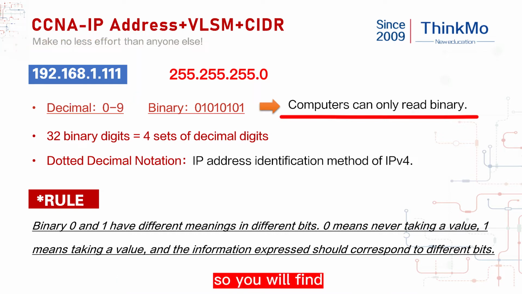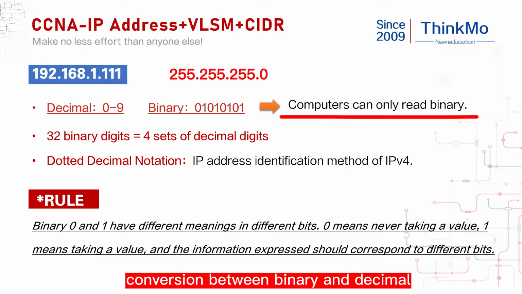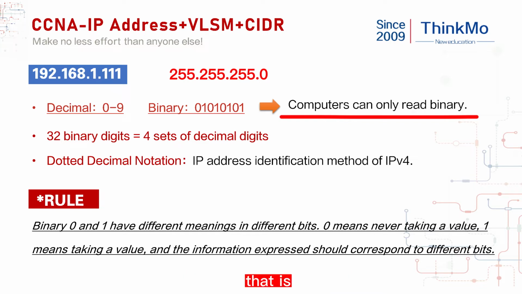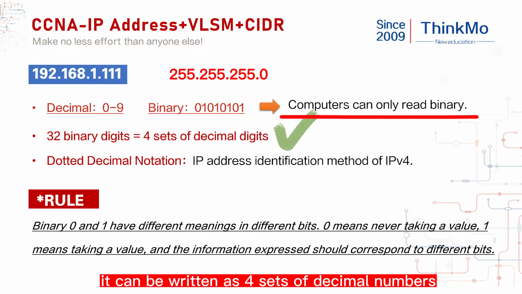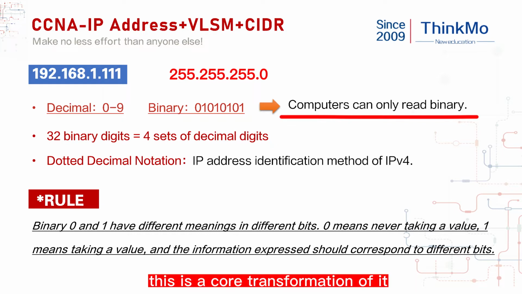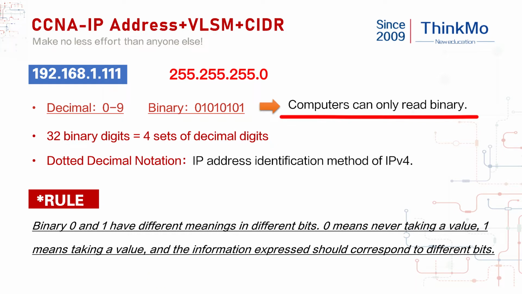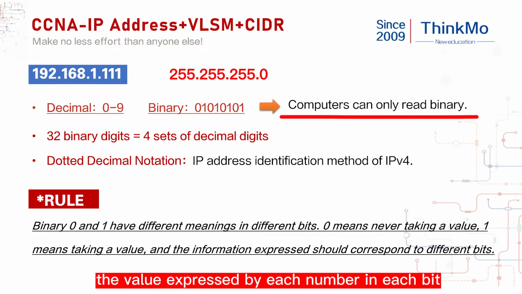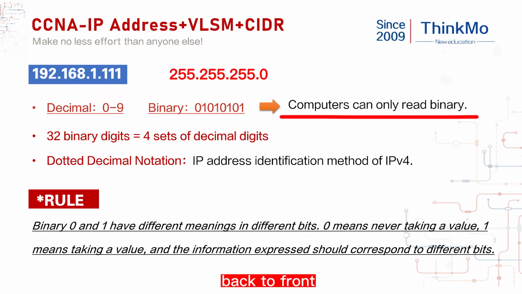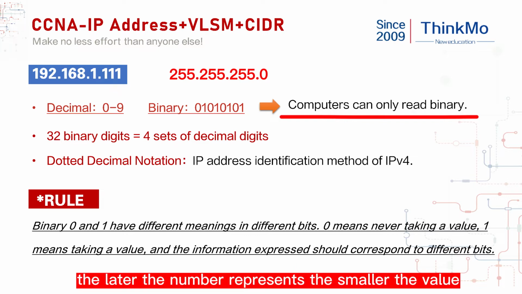So you will find that what we are doing is conversion between binary and decimal. That is, a 32-bit binary number can be written as 4 sets of decimal numbers. This is the core transformation. For the number of digits, the value expressed by each bit is different. Back to front, the later the digit, the smaller the value it represents.